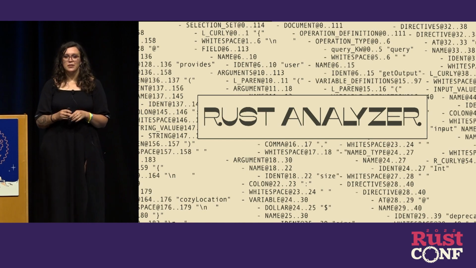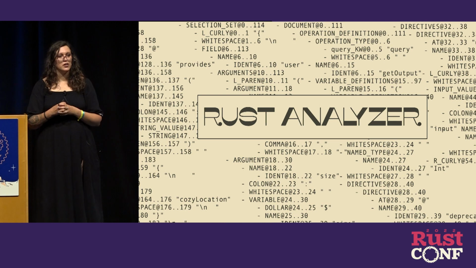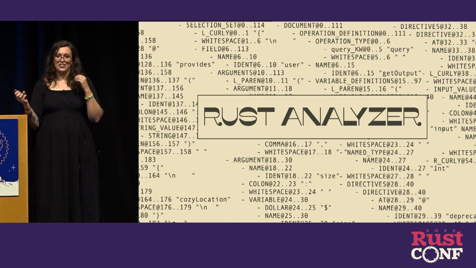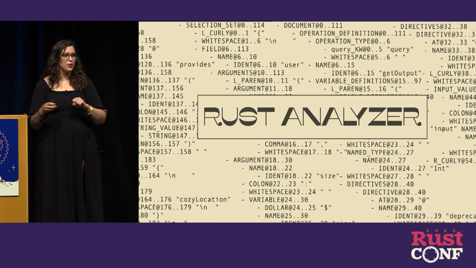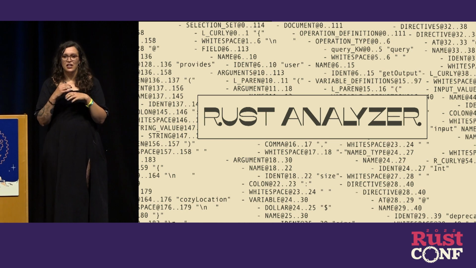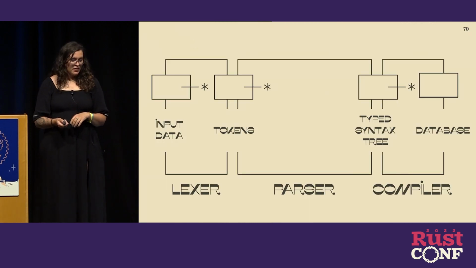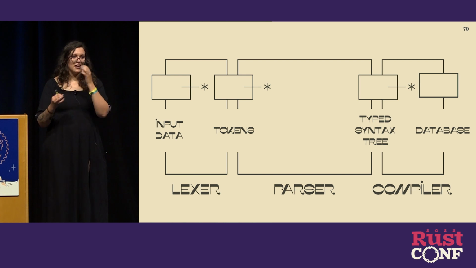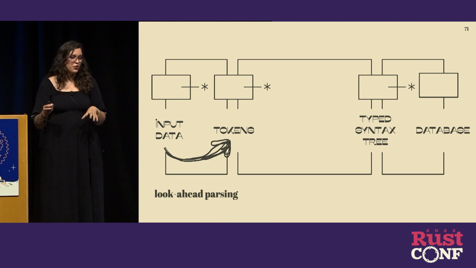Lots of our work is heavily inspired by the Rust Analyzer project. This is a language server for Rust that most of you are probably familiar with. It has been an incredible source of inspiration, and I'm super happy with how we've adapted their process to ours. So let's take a look at how exactly things are done. For the input data to tokens, we do very simple look-ahead parsing, where we just look through the characters coming in and produce tokens.